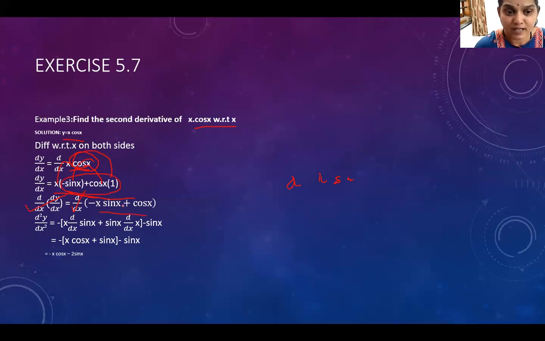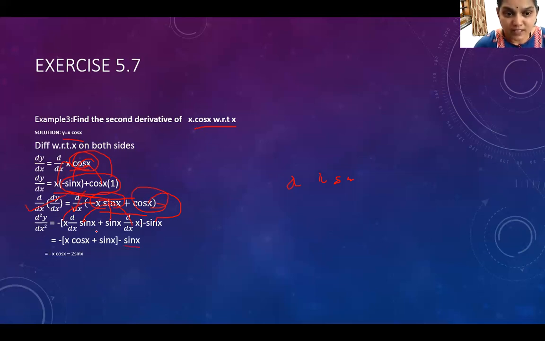Minus x into sin x, minus as it is. This x sin x can be differentiated by the product rule: x into d by dx of sin x plus sin x as it is, d by dx of x. This derivative is over. Then I have cos x. What is the cos x derivative? It is minus sin x. So I wrote it as minus sin x.